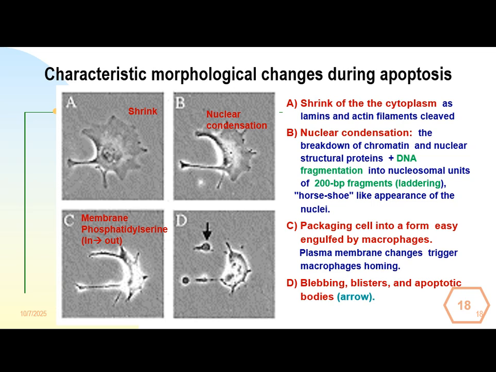Blebbing means you have a blister on your wound, and a blister looks like this. It's something coming out, a small apoptotic body coming out from the cell, getting smaller and smaller, easier for the macrophage to engulf. Okay, so those are the four features of apoptosis.